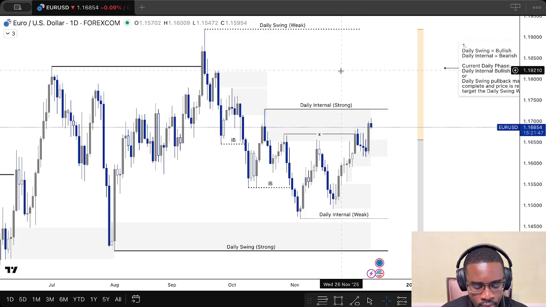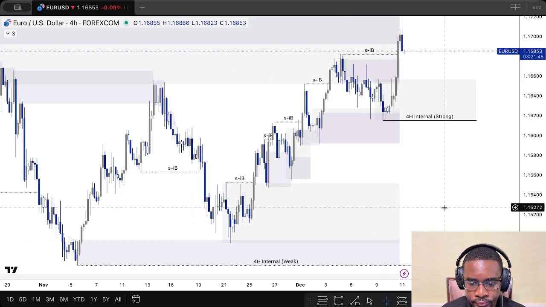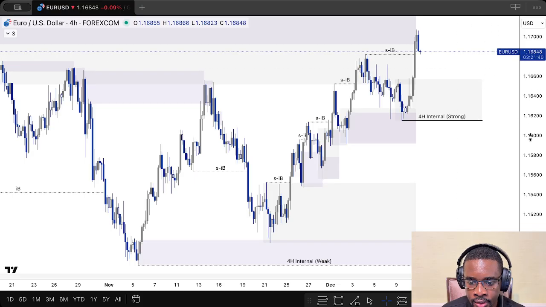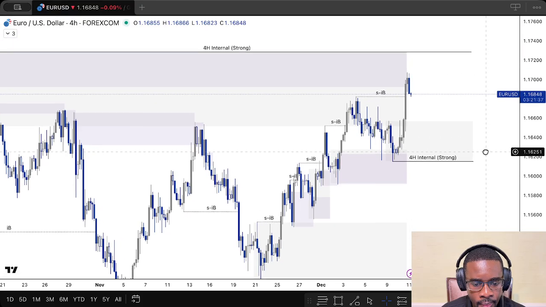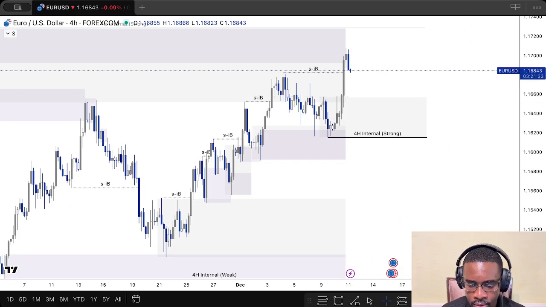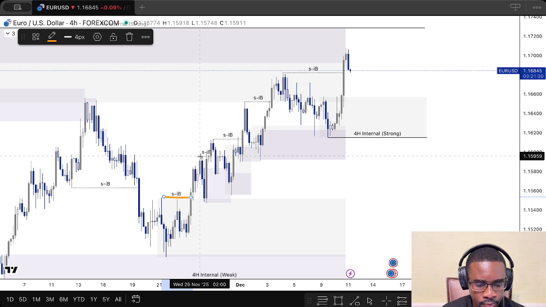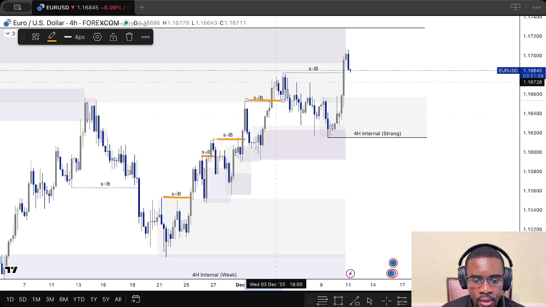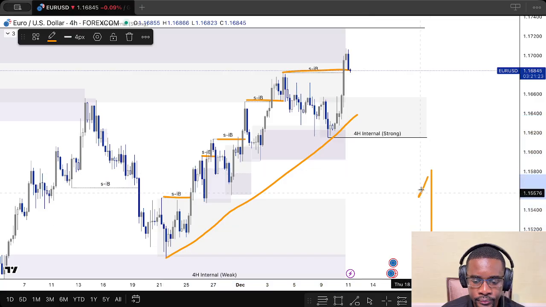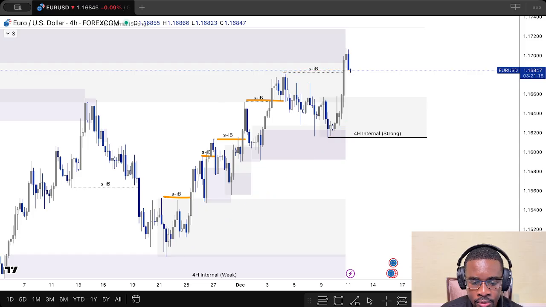Okay, so looking at the 4-hour, this supply has failed on the 4-hour, and we were expecting that. On the 4-hour, we do have bullish structure breaks. So our medium time frame is clearly bullish. So our bias remains bullish.